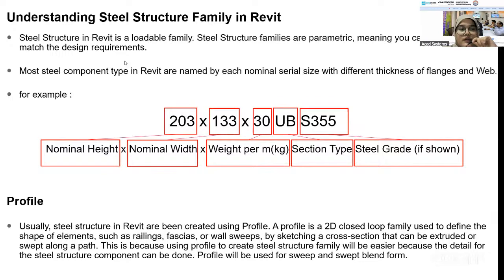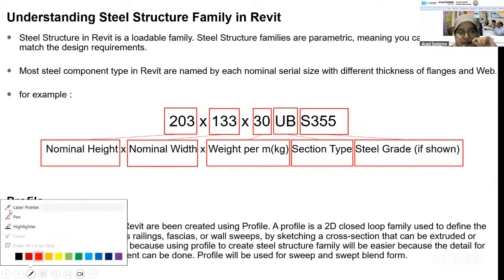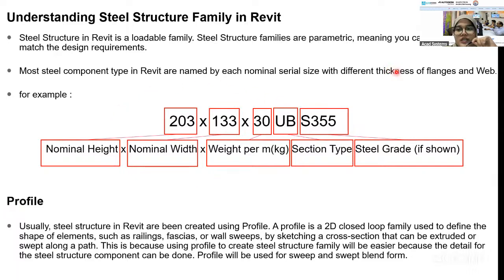Okay, so most steel components or steel structure family types are named by their nominal size with different thickness, length and width. So for example, here you can see an example of the steel name. This is an example of a universal beam name.